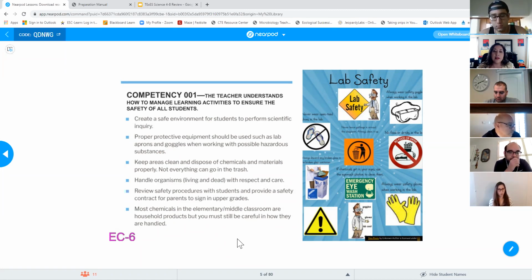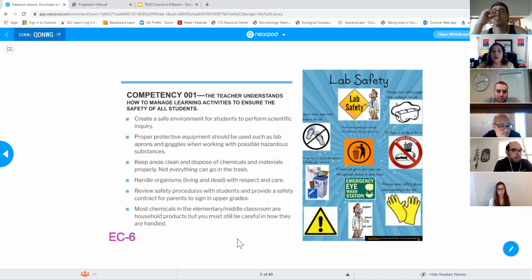Just making sure you keep the areas clean. Not everything can go in the trash, especially when you're working with specimens or chemicals. And then make sure that you do handle organisms, whether they're living or dead, with respect and care, and really just teaching our students about that.